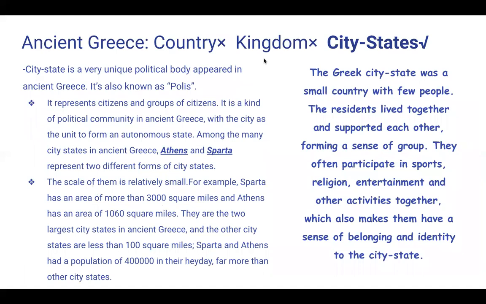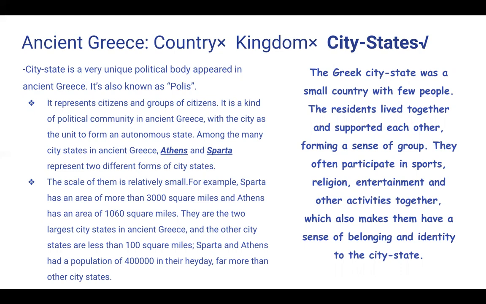I'm going to introduce what ancient Greece was made up of. So ancient Greece actually isn't one whole country or a kingdom. The main political body that appeared in ancient Greece was the city-state. A city-state is a very unique political body. It is known as polis in English.